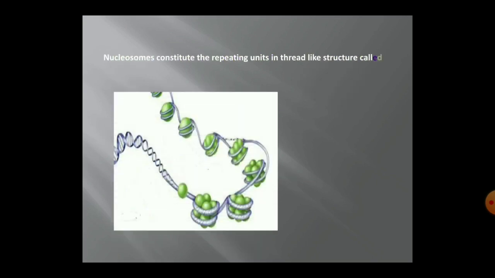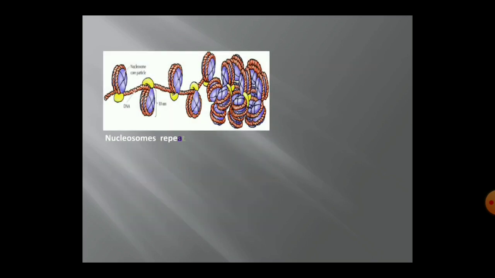So nucleosomes constitute the repeating units in a thread-like structure called chromatin. When many nucleosomes are arranged like beads on a string, it is called chromatin, and this beads-on-a-string structure is visible only under the electron microscope. The nucleosome repeats every 200 base pairs, that is, 140 base pairs coil around the histone octamer or nucleosome, and the remaining 60 base pairs are linker DNA.